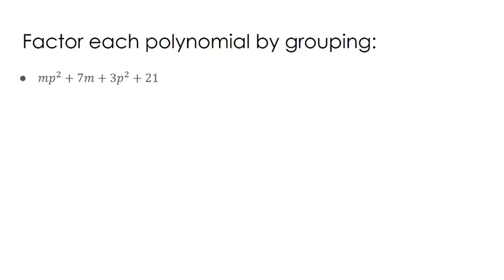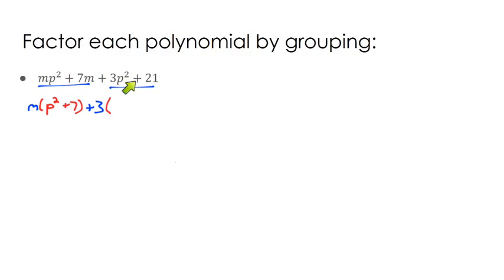Let's look at another example. In this one, it looks like we're ready to group as well. So I'm going to group my first two terms, and I see that there's a 7 here, but there's not really a coefficient here, so I can't really factor out a coefficient. So let's just factor out that m. If I factor out the m, I'm left with p squared plus 7. And then if I look at these two terms on the right, now there's no variables in common, but it looks like I can factor a 3 out of both of those.